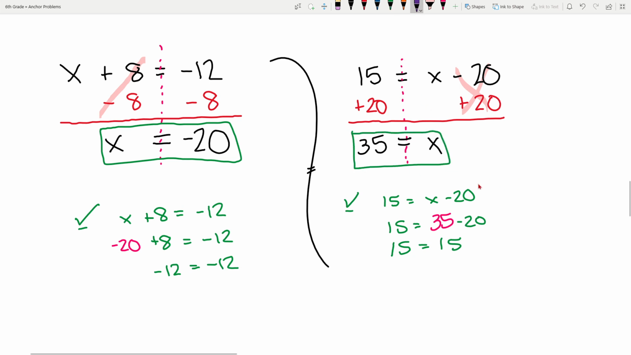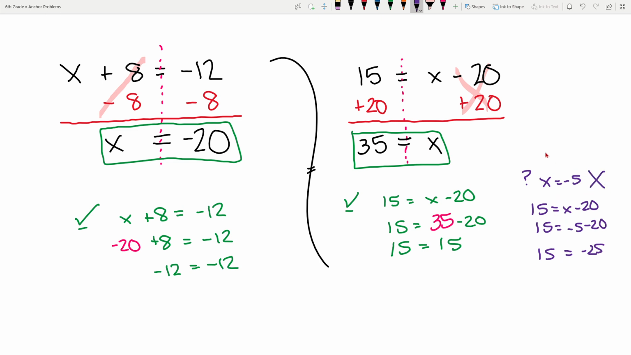Let's look at a bad check step real quick. Say you accidentally subtracted 20 and got negative 5 for x in this last equation. What if you said x equals negative 5? Well, then you would put in 15 equals x minus 20, 15 equals negative 5 minus 20. You get 15 equals negative 25. Well, clearly that's not true. 15 is not equal to negative 25. So you would know that x equals negative 5 is not a possible answer. So you would go back to your question and see if you can solve it a different way to get to the correct answer.